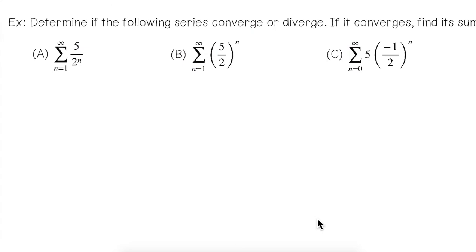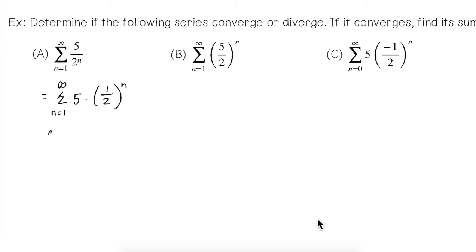So we're going to determine if the following series converges or diverges, and if they converge, we're going to find their sum. Now if we look at this, they're all geometric. They might not look like it right away, but they are. I can rewrite this to look more geometric if I pull the 5 away and multiply this by 1 over 2 and raise that to the nth power. That would be the same thing because 1 to the nth power is just 1. And then if I do the 2 in the denominator to the nth power, I get back the 2 to the n in the bottom, and then the normal 5.